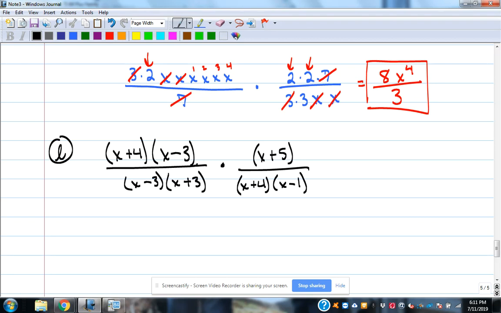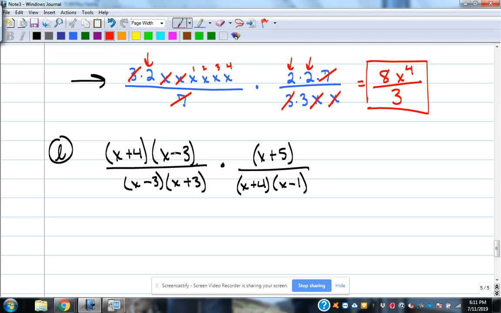So this one is kind of like at this step of that problem. Everything's already factored for us. We're just looking for matching stuff, okay? And when we're looking for matching stuff, we can go vertically or we can go diagonally. Never side to side, always vertically or diagonally to cancel. So we find the factors that match vertically or diagonally.